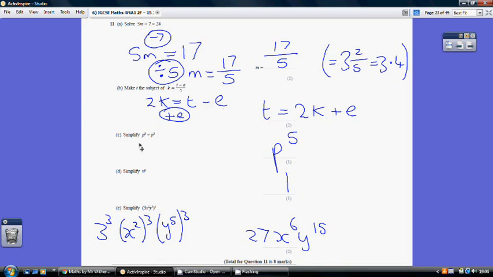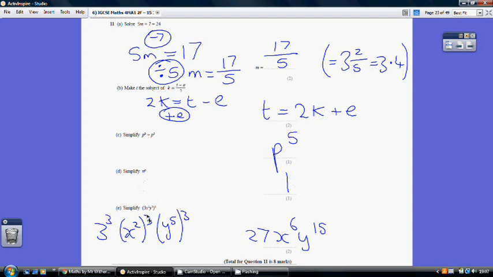Now part C, just one of the index laws. When we're dividing, we subtract the powers. So it's P to the power of 5. Now part D, anything to the power of 0 is 1. So if you're in a test and you wanted to just check, just take any number you like. Say for example 7, pop it to the power of 0 and you're going to get 1.